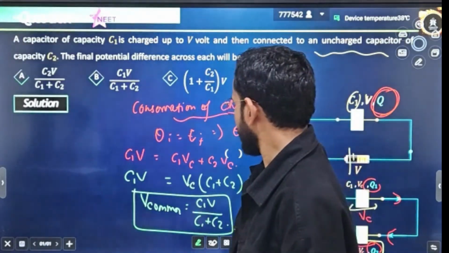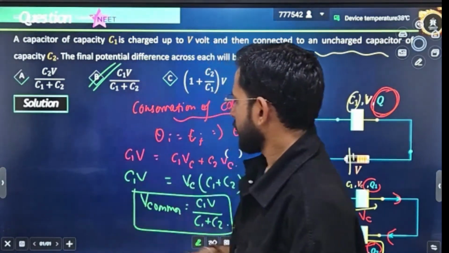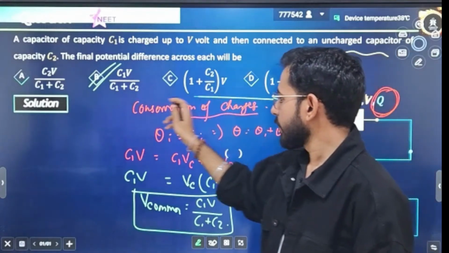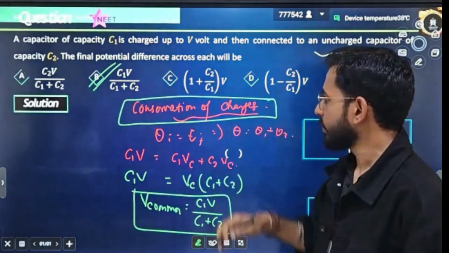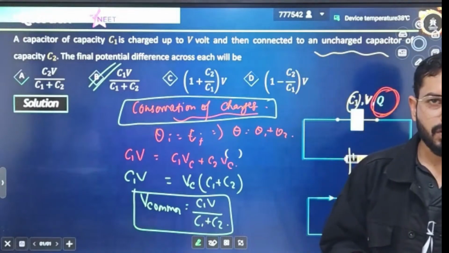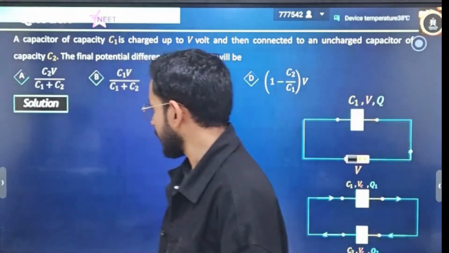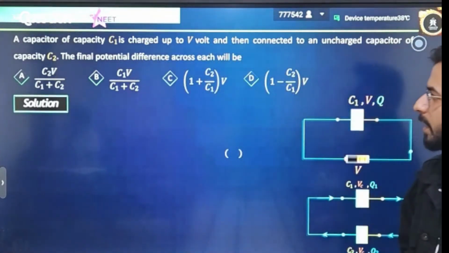Which option is coming correct? Second option. What was the concept that we have applied? Conservation of charge. That is very important. I am telling you from the first lecture of electrostatics that conservation of charge is always valid. That is applicable. There are some properties of charges in the topic where I have discussed this thing.